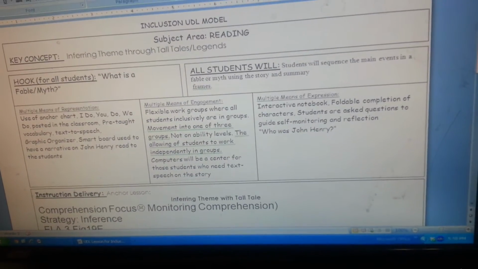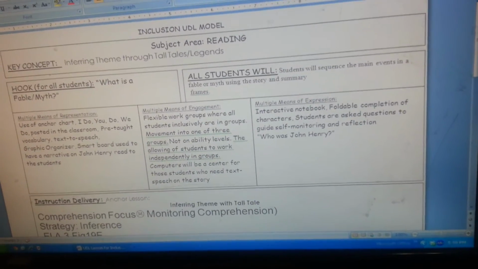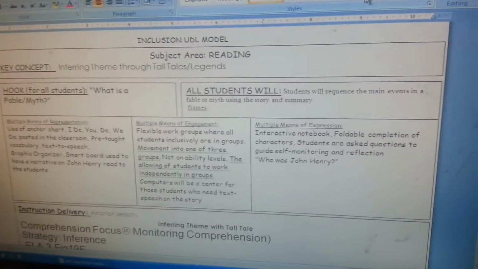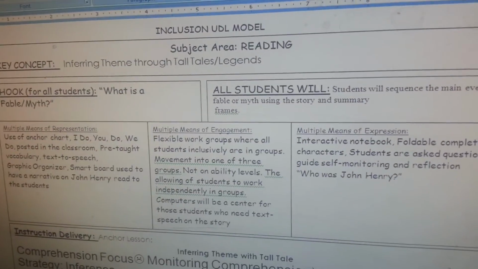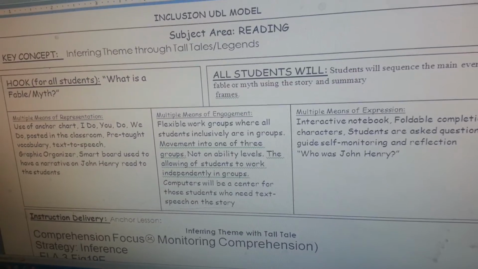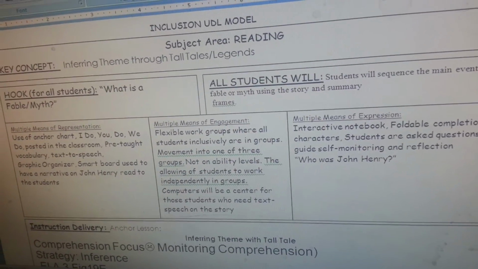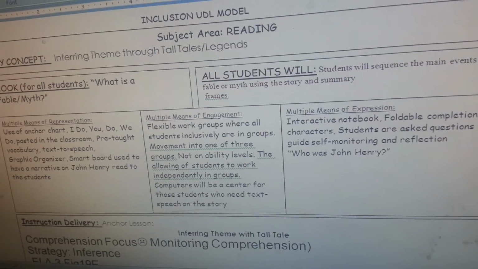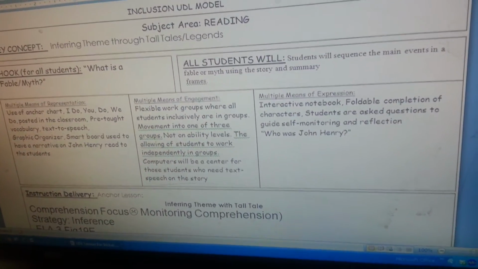Multiple means of engagement. There again, in the UDL model, there must be flexible working groups, not on functioning level, but on ability levels, where they're matched up: high children, medium performing children, and low functioning level students. There are also going to be computers for students, there again, to go and read the story with text to speech. Multiple means of expression. They will have interactive notebooks. They will have a foldable completion of characters.